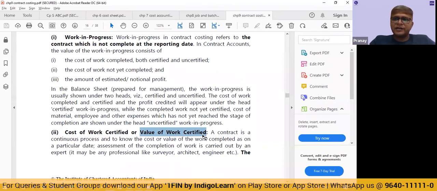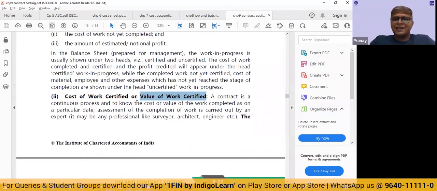Will it be retained permanently? No, it will be given maybe at the end of the contract, or maybe in some cases 1 or 2 or even 5 years after the contract, depending upon the terms and conditions of the contract. So that retention money gets deducted. So we have the value of the work certified.